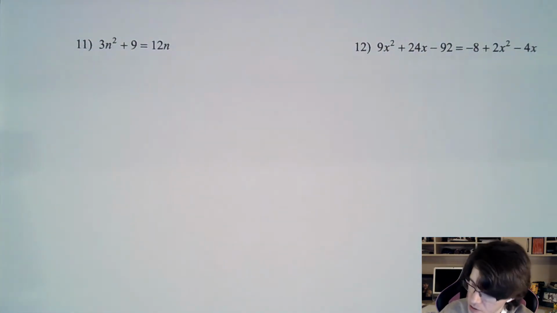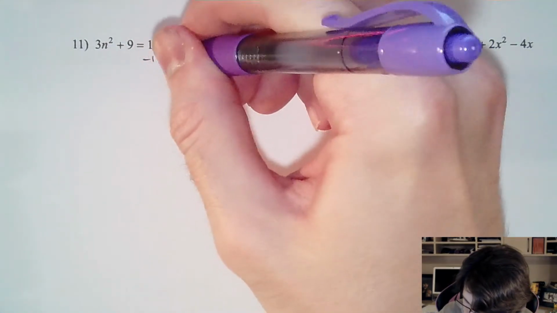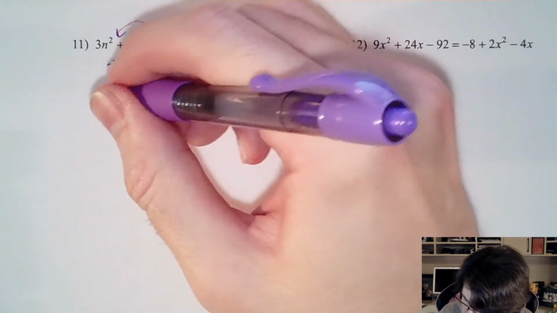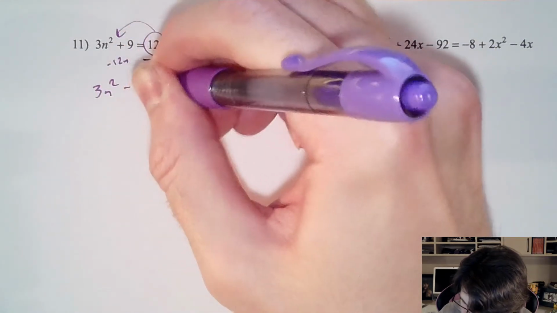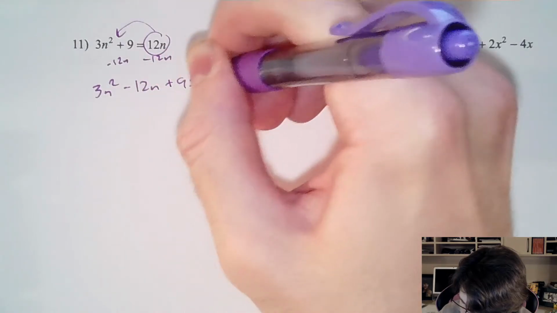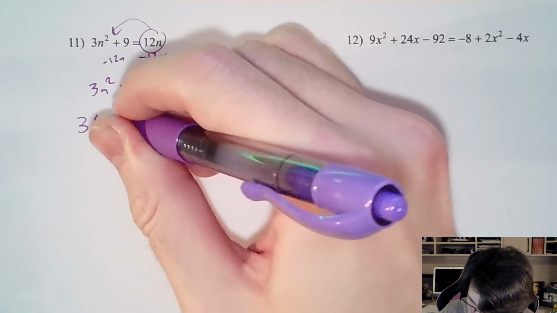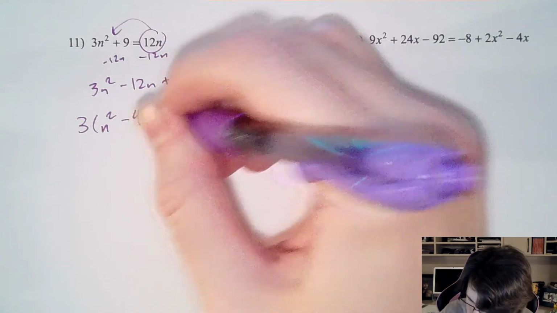Let's do it. So, same ideas. Subtract that 12n on both sides. Here we go. And when we do that, it's kind of like moving it right here. So we got 3n squared minus 12n plus 9 equals 0. All 3 of those are divisible by 3.